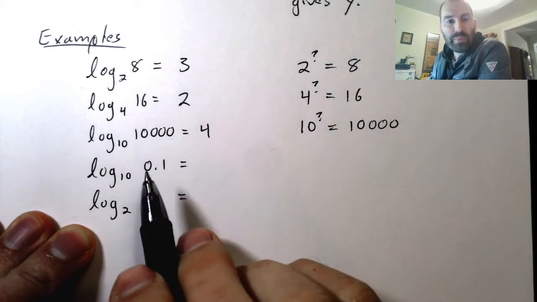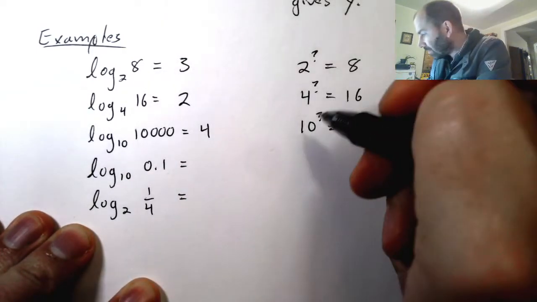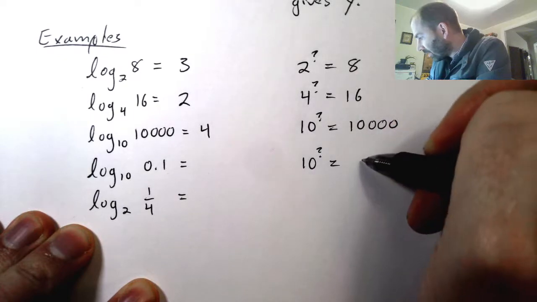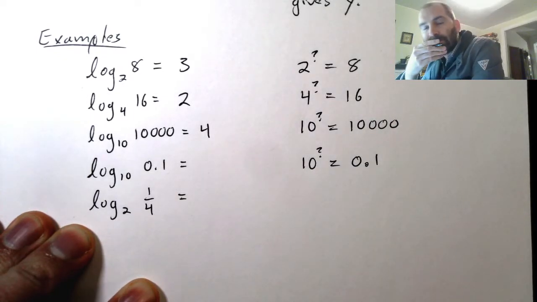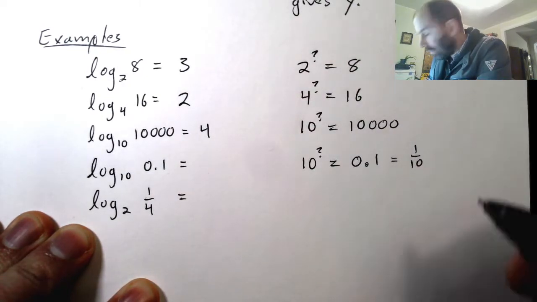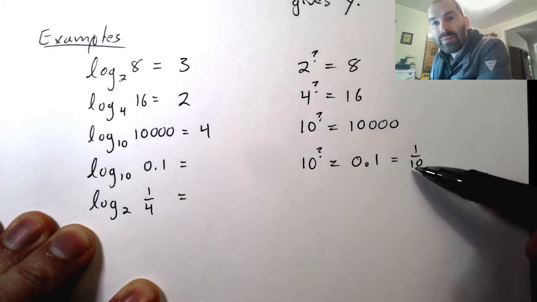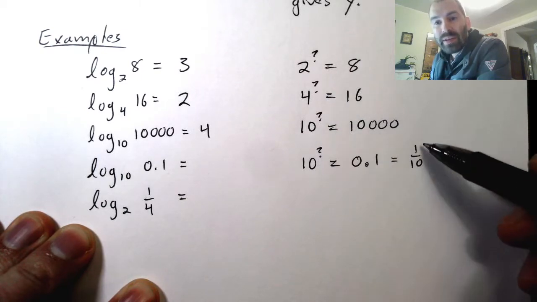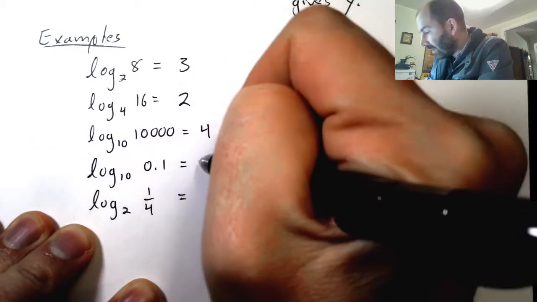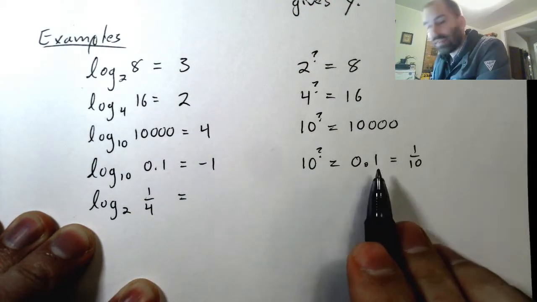Okay. Well, log base 10 of 0.1. So what's the exponent on 10 that's going to give me 0.1? Well, what's 0.1? That's 1/10. What sends 10 to the denominator? A negative exponent. And it didn't change, so it must be a -1. 10 to the -1 is 0.1.